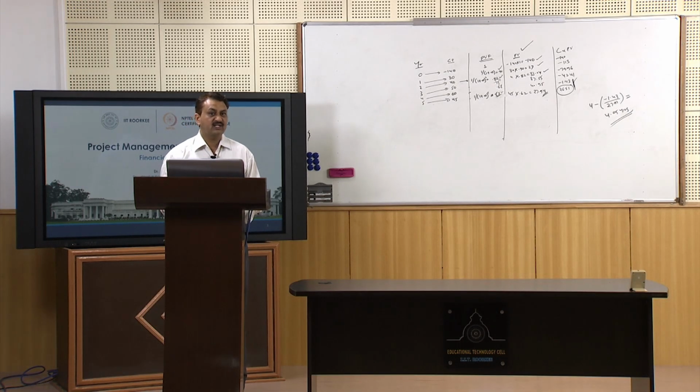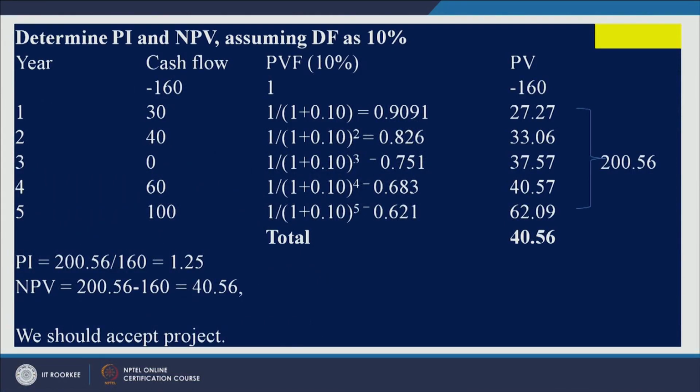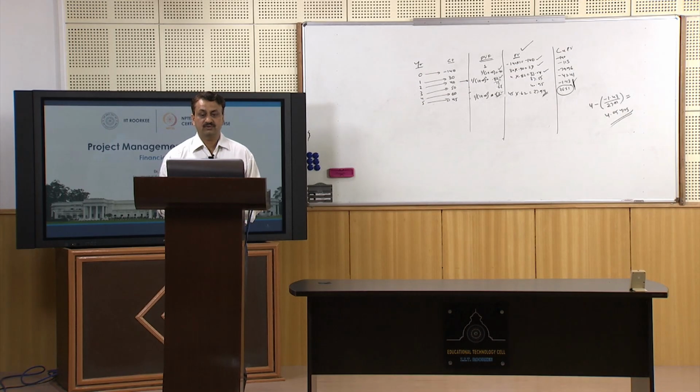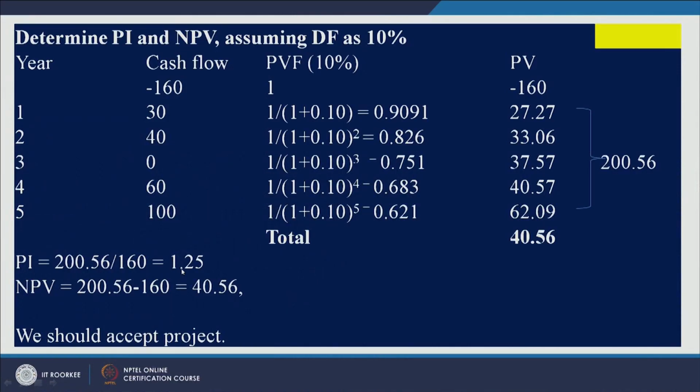What is the profitability index in this project? What is the formula? It is the sum of all cash inflows divided by cash outflow. So inflows are 200.56 divided by 160, which is 1.25. So the profitability index is 1.25, which is more than 1. So we should accept this project.